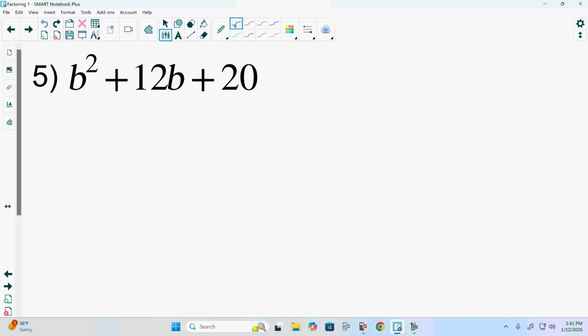Biggest hint is if we look at the first and third term. B squared does not have a number in front of it besides 1. 20 doesn't have a variable. So there's not a variable in common with all 3. Since there's not a number in front of b squared, there's no number in common with all 3. So it tells us that there is no greatest common factor between these 3 terms. If there's no greatest common factor, we just move on to step 2, our 2 sets of parentheses with 3 spaces.